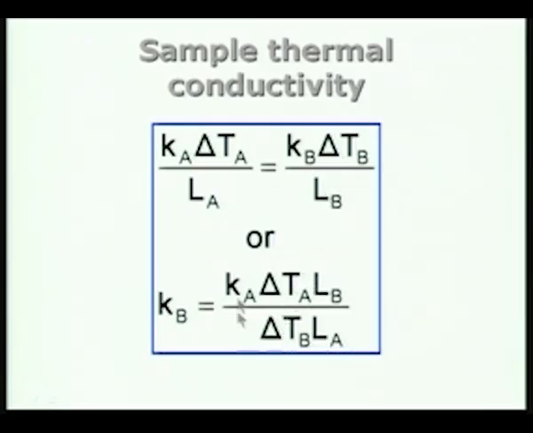So, all I have to do is to know the thermal conductivity of the material A, which is the standard reference material. Then I measure the two temperature differences and the two lengths, and I am able to estimate the thermal conductivity of the material whose thermal conductivity is unknown. So, it is a comparator, because we are comparing the performance of the two materials by imposing the same amount of heat transfer through each one of them.